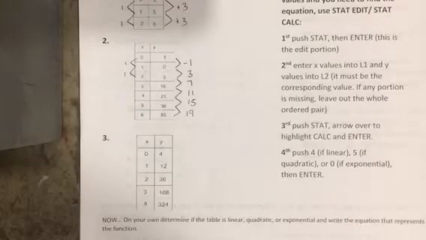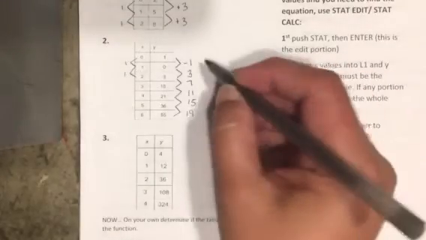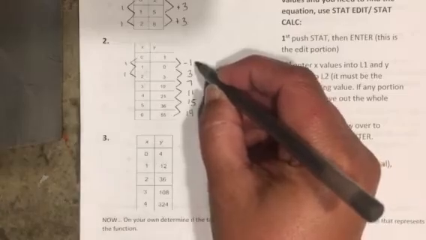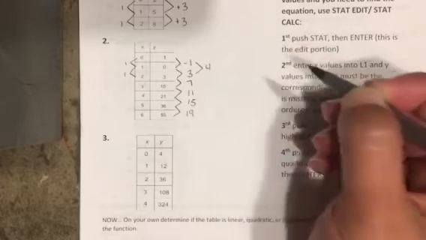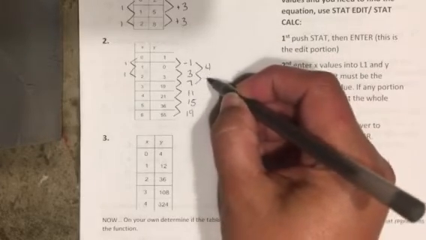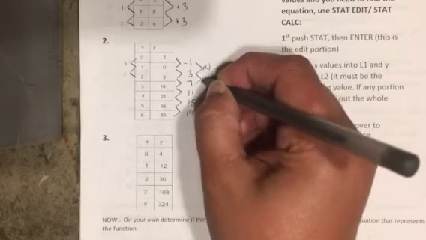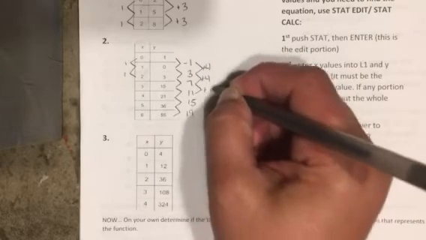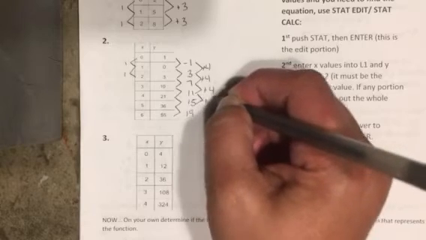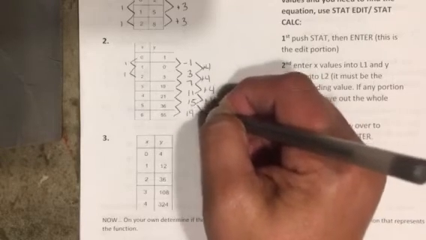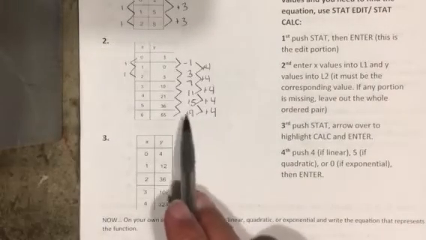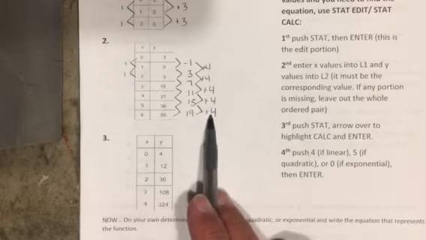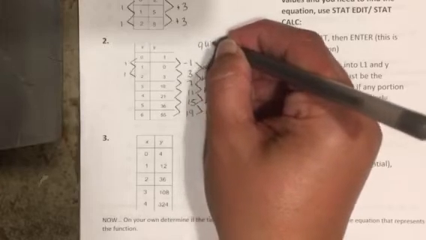Like I said, obviously the first difference is not common, but look what happens when I compare the differences now. From -1 to 3 increases by 4. 3 to 7 increases by 4. 7 to 11, increase of 4. 11 to 15, and 15 to 19 both increase by 4. First difference was not the same, but the second difference was. So because the second difference is common, we are working with quadratic.